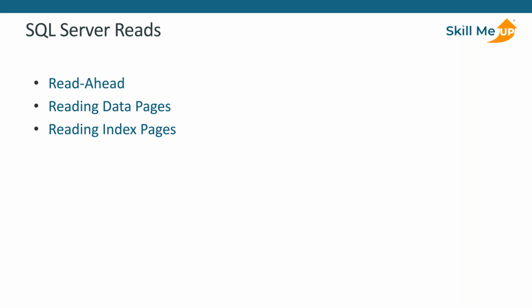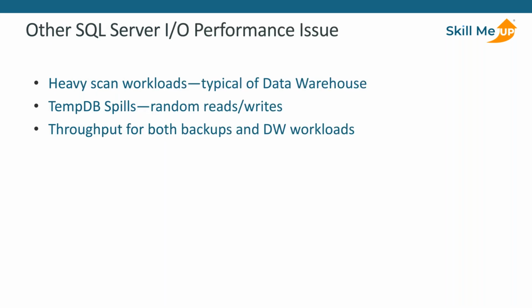SQL Server also reads indexes a little bit differently. It reads indexes serially in the order of the key. The key is the leading column of an index, and that's typically the order of the index, and that's how SQL Server is going to read those pages. Some other issues we see are heavy scan workloads that are typical of data warehouses. Another pattern is Tempdb spills.